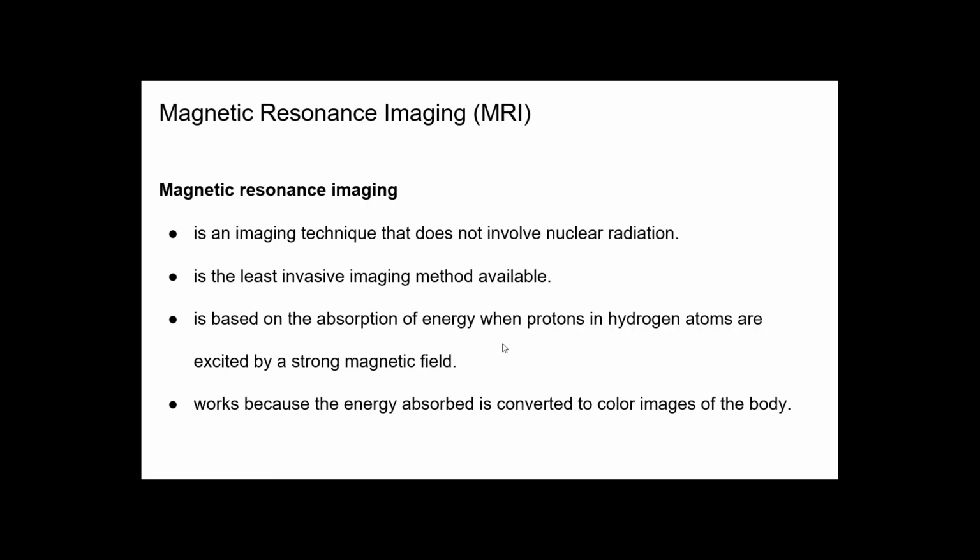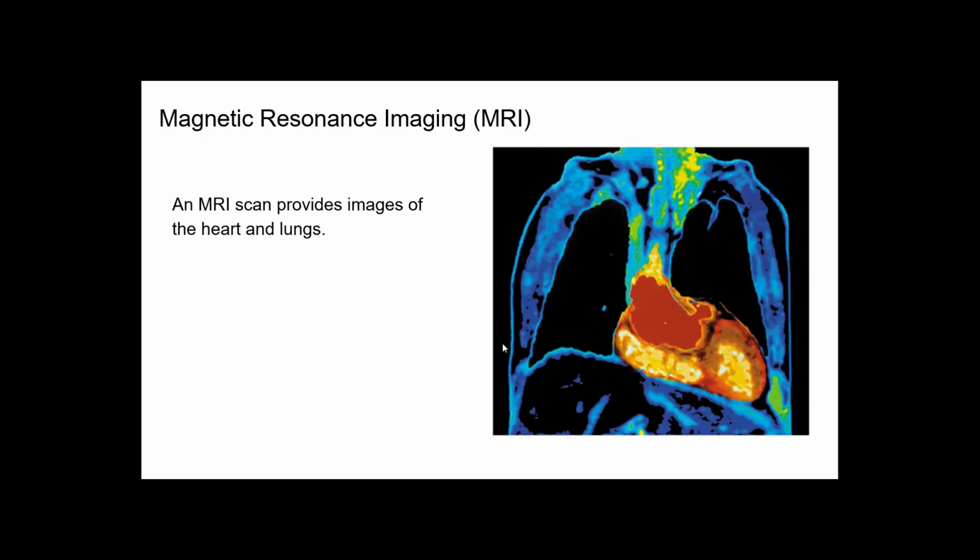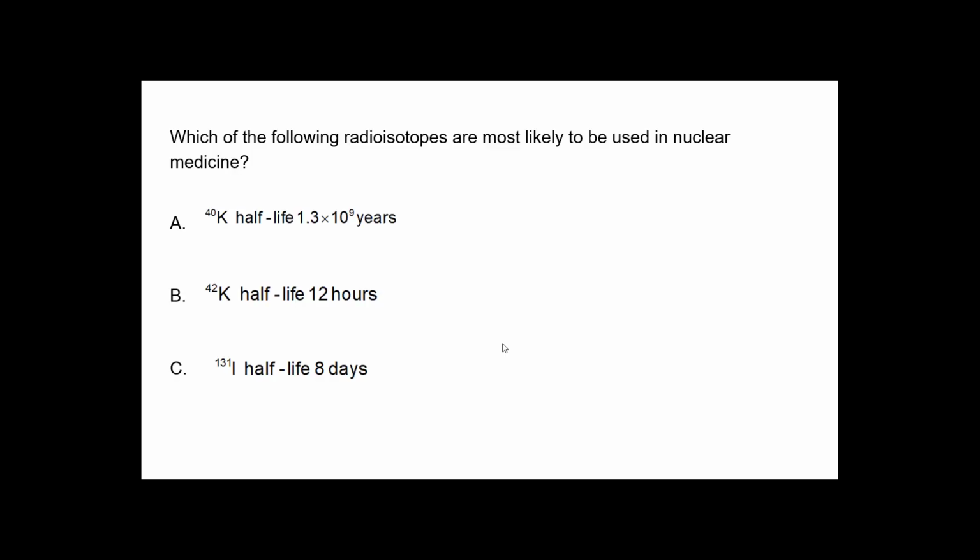MRI, magnetic resonance imaging, does not involve nuclear radiation, so this does not involve radioisotopes. It's the least invasive of all the imaging. It's based on the absorption of energy when protons in hydrogen atoms are excited by strong magnetic fields. The energy absorbed is converted to color images of the body. And here's an MRI. It's got a bunch of colors here. This is of the heart and lungs.